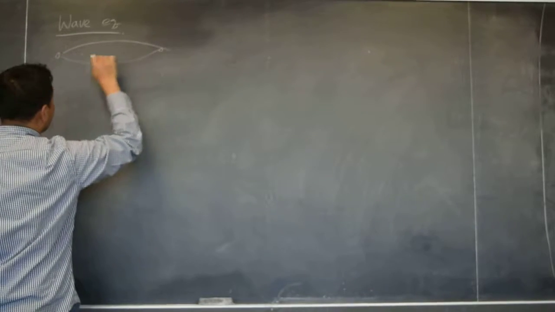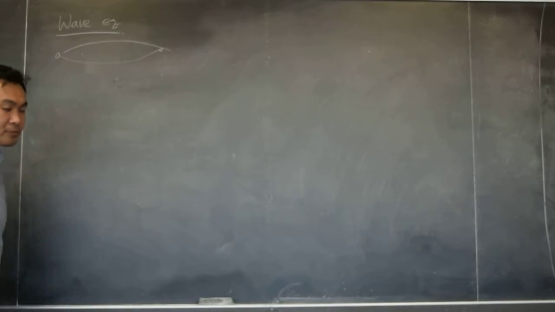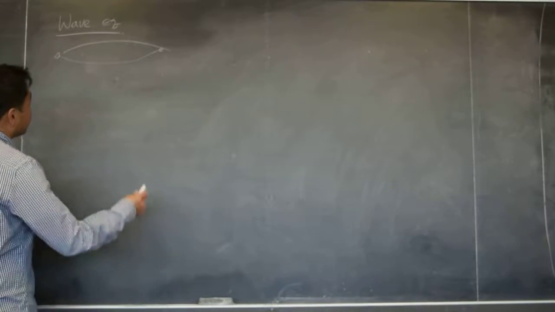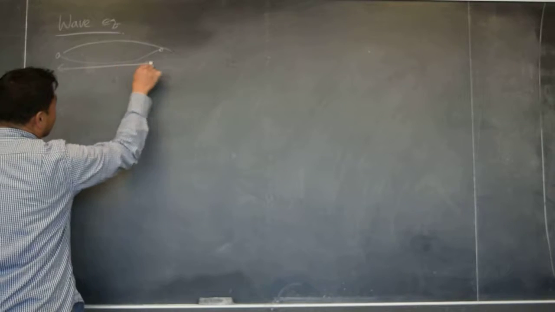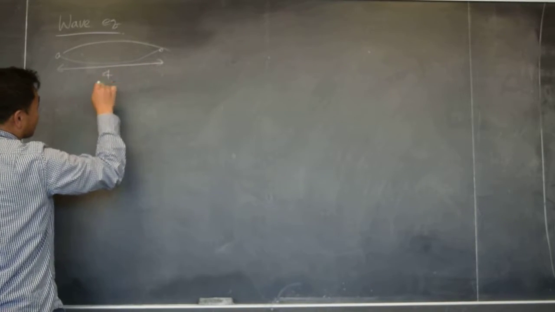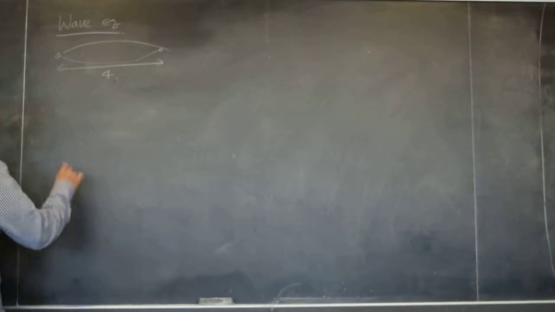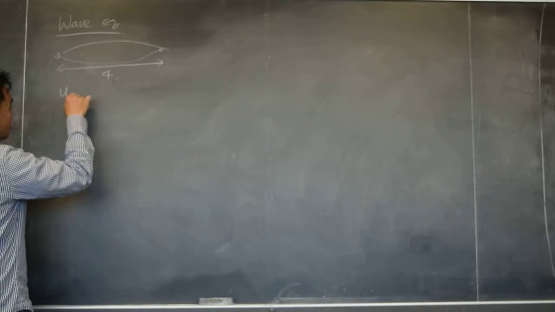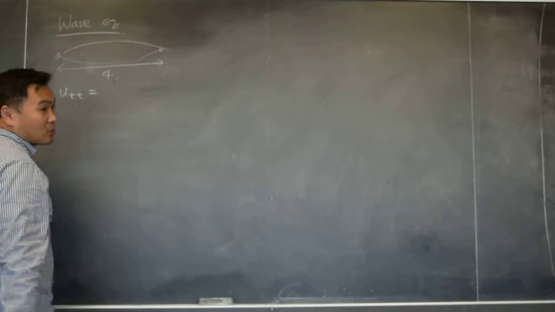Okay, here's a wave equation example. Suppose you have a string vibrating with fixed endpoints, and let's just say that the length of this string is about 4, and the string equation is u_tt equals some c squared times u_xx, right?